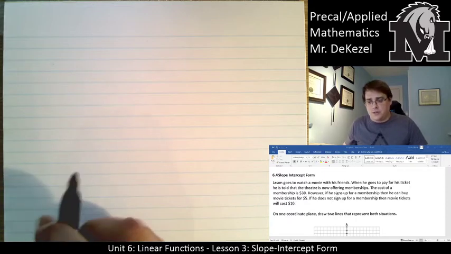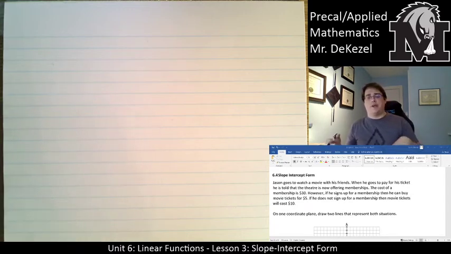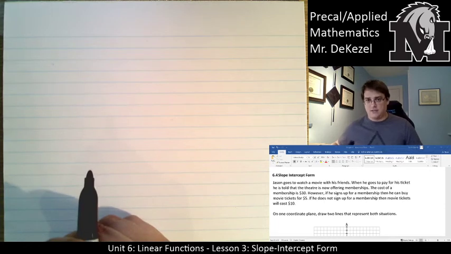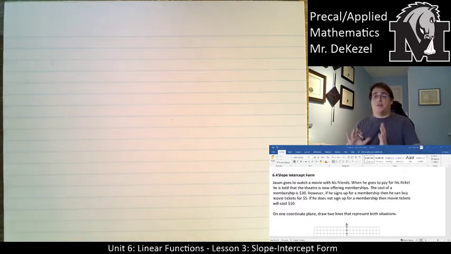When we're talking about money, we can't go negative money, we can't pay them negative money, so we don't have to think about going in the negative values. And you can't buy negative tickets, right? You can only buy 1, 2, 3, 4 tickets. You can't buy -5 tickets. So that means that we're only going to be talking about the upper right quadrant.